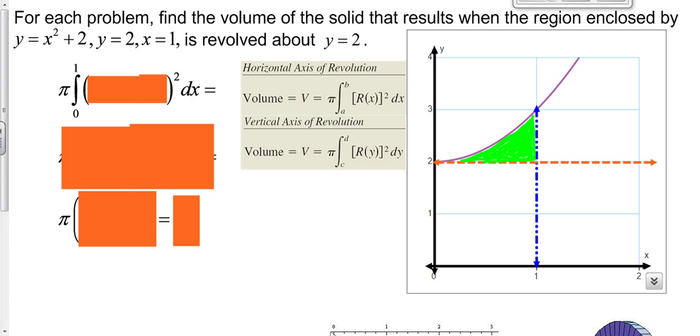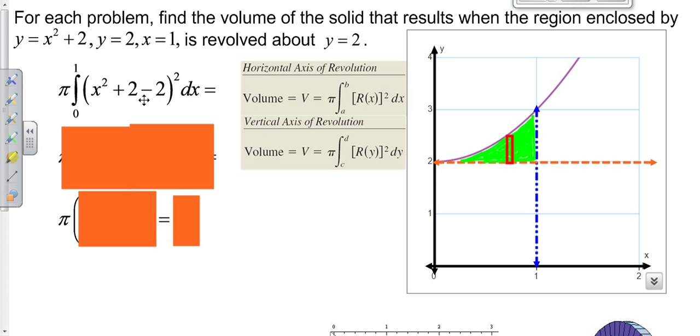Then we need to go ahead and take a look at our slices. We're actually slicing it up and down, so it's going from here up to here. So we need to take what's on top minus what's on the bottom. What's on top is our function in purple, which is x squared plus 2. But then we've got to subtract what's on the bottom. Here, what's on the bottom is our y equals 2, so we need to subtract 2.